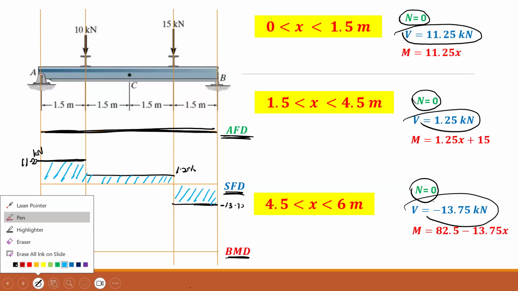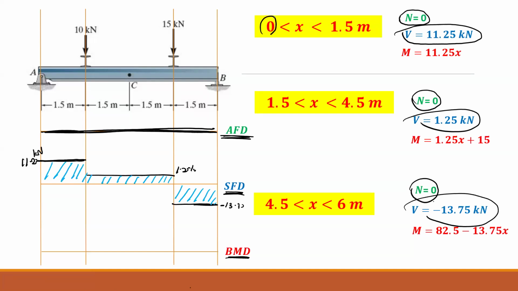So here we can now write it. When x is changing from 0 to 1.5, when x equals 0, M equals 0. When x equals 1.5, we found M as 16.7875 or something, isn't it? It's in kilonewton meters. Is that right? I think it is right.